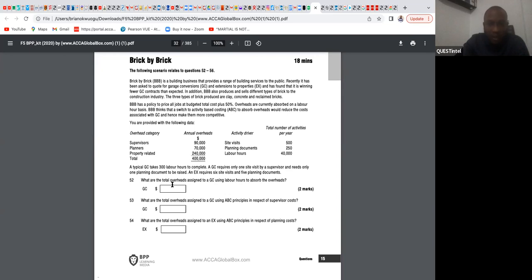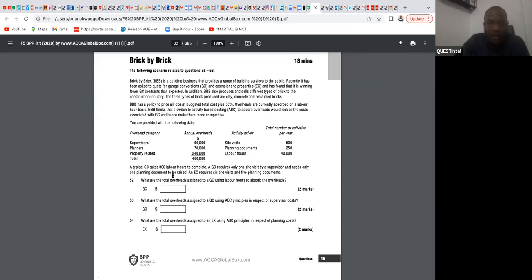Now they said, what are the total overheads assigned to GC using labor hours to absorb the overheads? Using labor hours to absorb the overheads, our overhead cost per hour will be our total overheads divided by our total level of activity. So labor hours is 40,000. So our total overhead, 400,000 divided by 40,000 will give us $10 per labor hour.